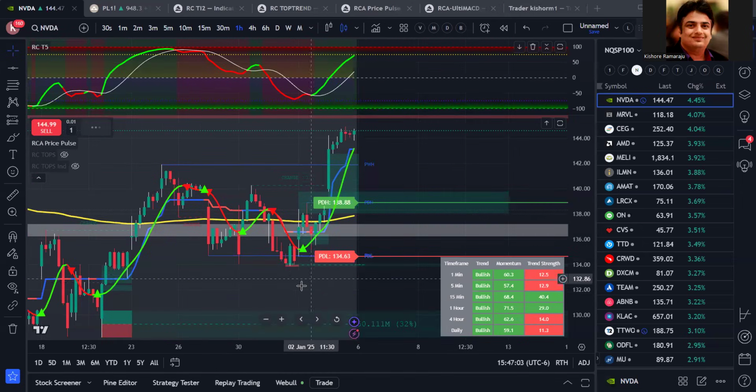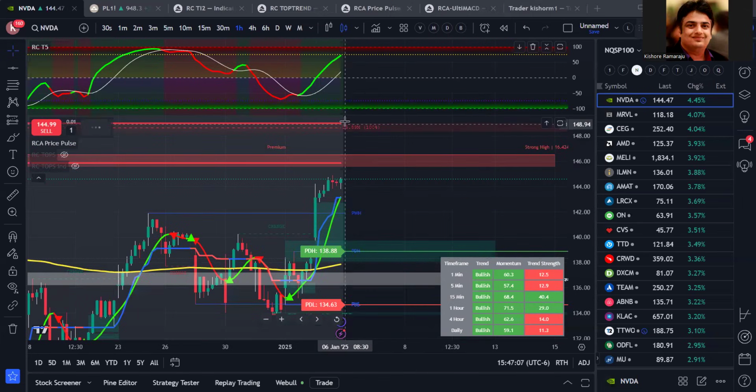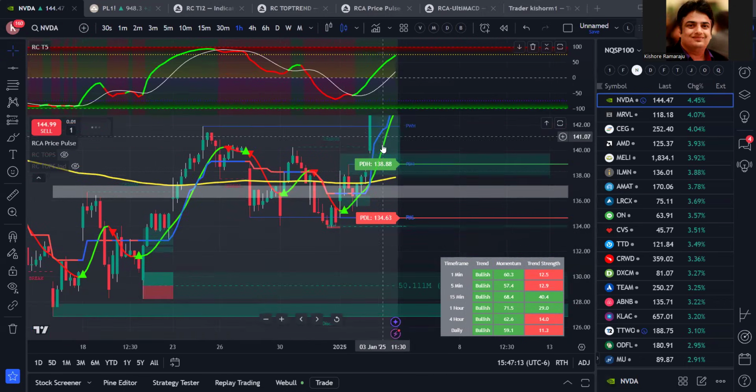You will only focus on the buy when it is moving from discount to premium. Again, from premium, it may come to the equilibrium. Again, it may start going up. So when it is going from bottom to the top, and if your table is telling that it is mainly bullish, you will only focus on the green triangles.